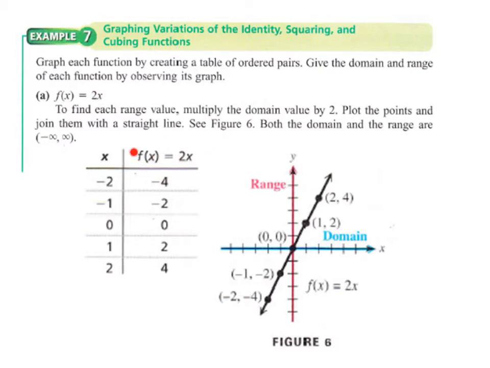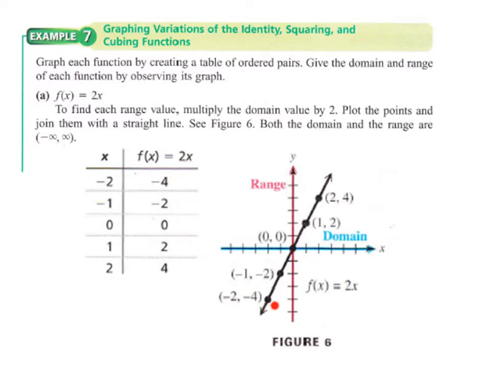And again, here's our function. So f of x equals 2x. So if x is -2, then f of x is -4. And we can see the different values that we get here. Those translate to these points on our graph. We can connect those with a line. The domain is all the possible x values for that function. The range is all the possible y values for that function.